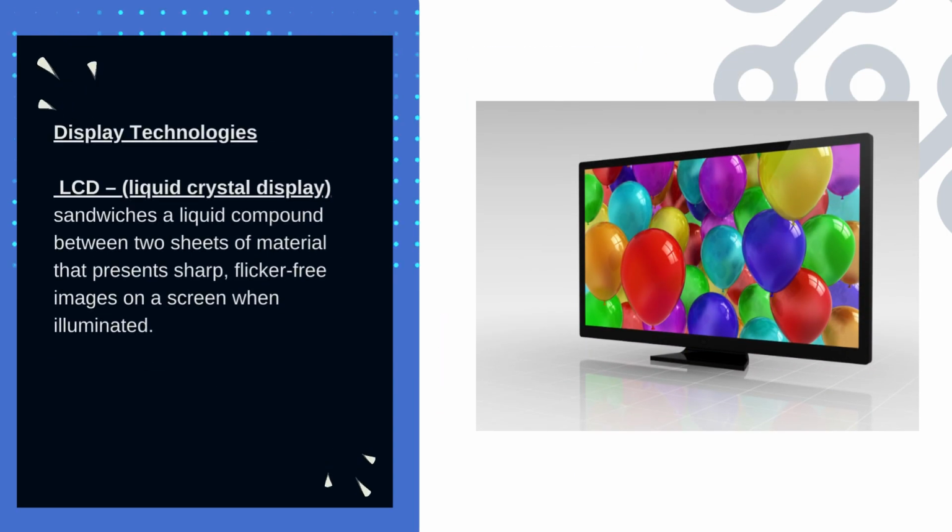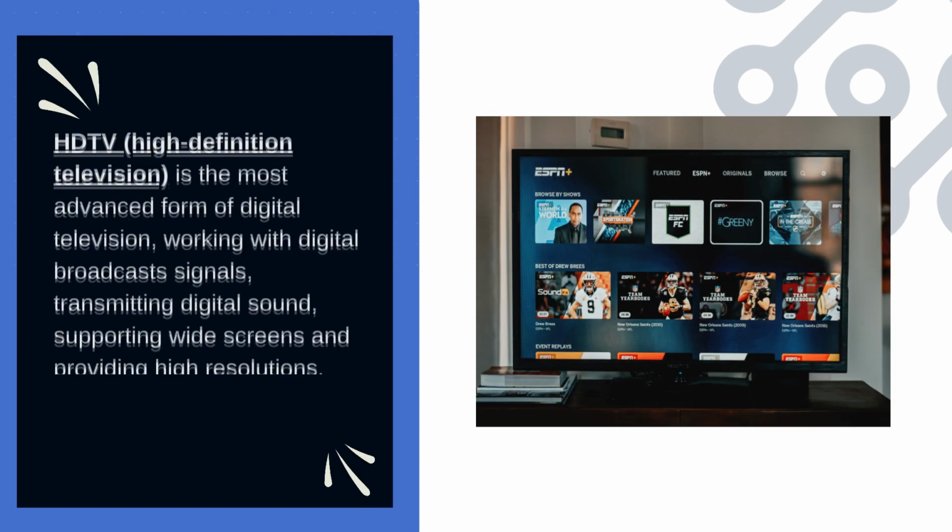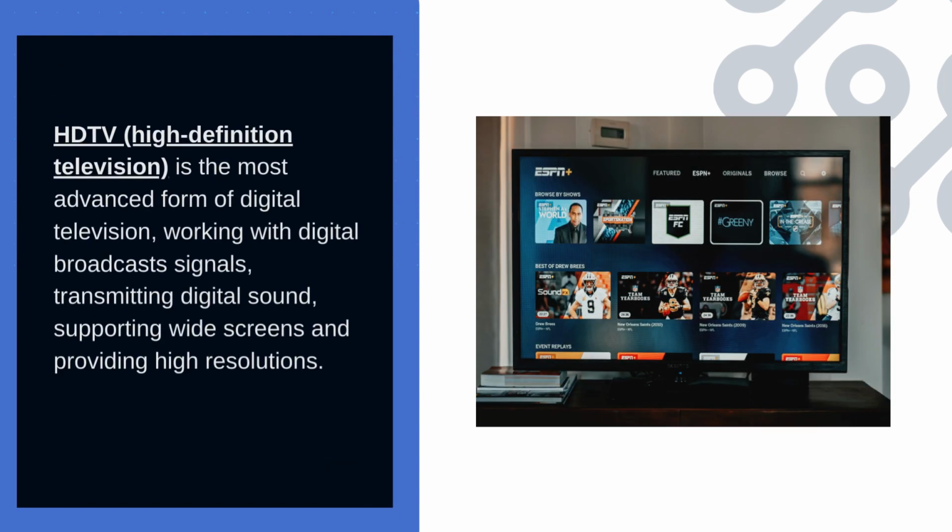Display technologies: we have the LCD, or liquid crystal display. It sandwiches a liquid compound between two sheets of material that presents sharp, flicker-free images on a screen when illuminated. DTVs and smart TVs: home users use a digital television as a display. Gamers also use a television as their output device. HDTV, or high-definition television, is the most advanced form of digital television, working with digital broadcast signals, transmitting digital sound, supporting widescreens, and providing high resolutions.